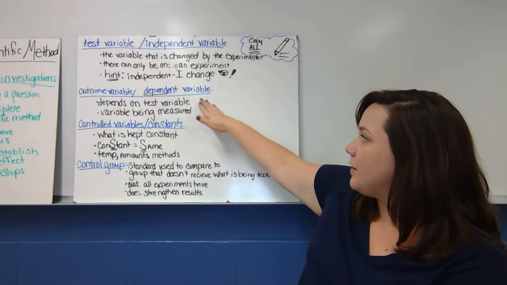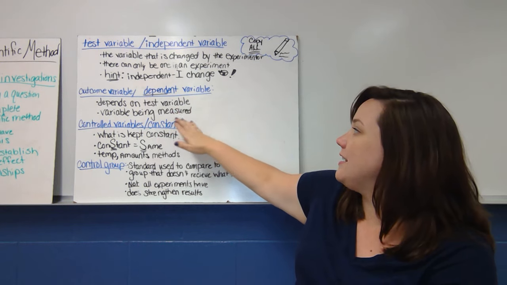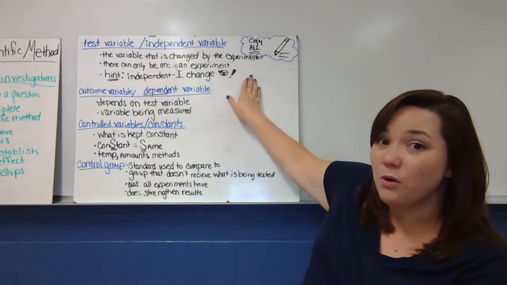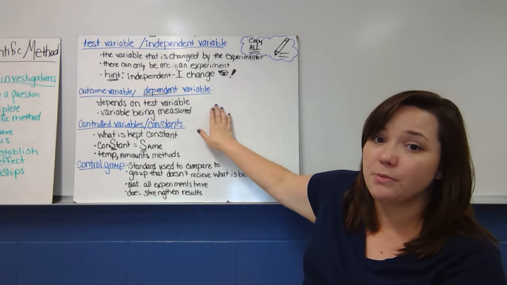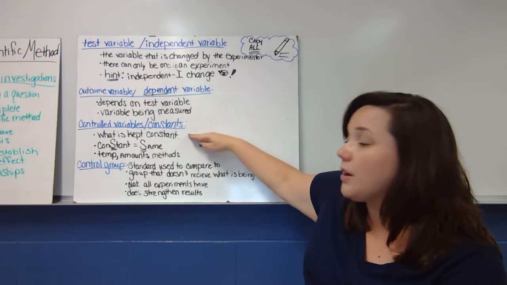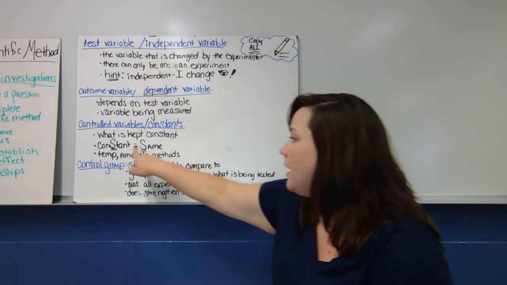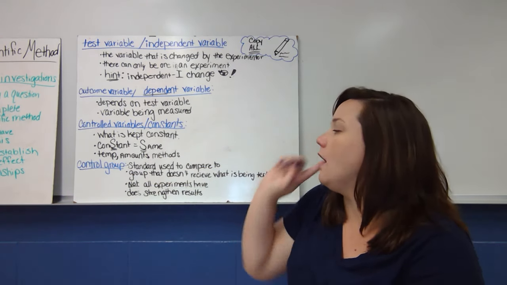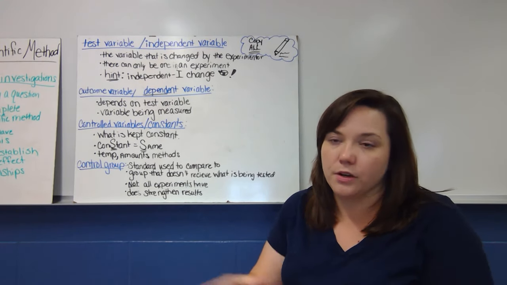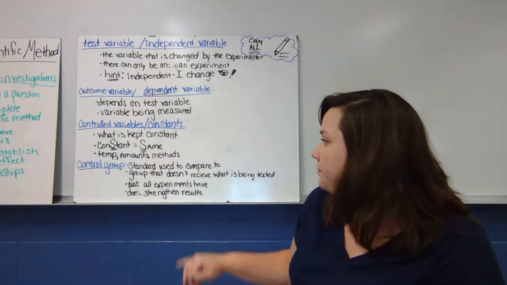All right, the outcome variable or the dependent variable depends on the test variable and is the variable being measured. So if the independent variable is what I'm watering plants with, the dependent variable is how far they grow or how much they grow. Your controlled variables or your constants, these are the things that are kept constant. Constant, capital S, same. Things like temperature, amounts, methods, you're doing the same thing to all of your plants. You're watering with the same amount of liquid, even if it's a different liquid.